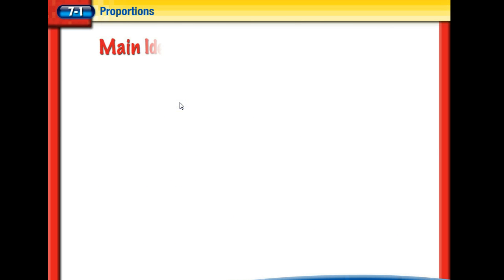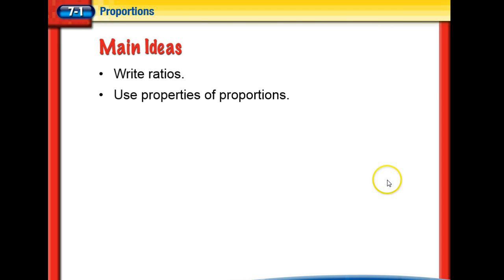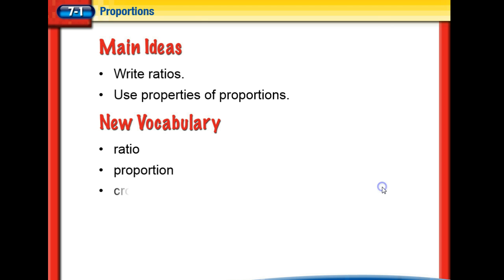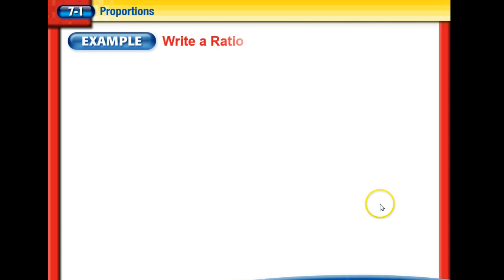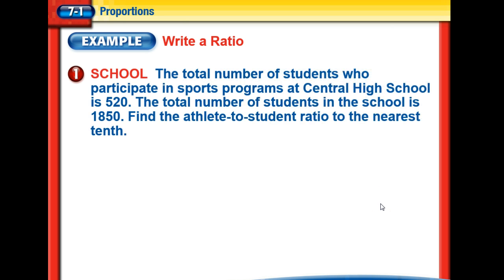Okay, main ideas in vocab. We're going to be able to write ratios and use properties of proportions. We're going to look at the words ratio, proportion, and cross products. If you remember cross multiply and divide, we're going to see that. The next two words we really aren't going to focus on, so don't even write those down: extremes and means.